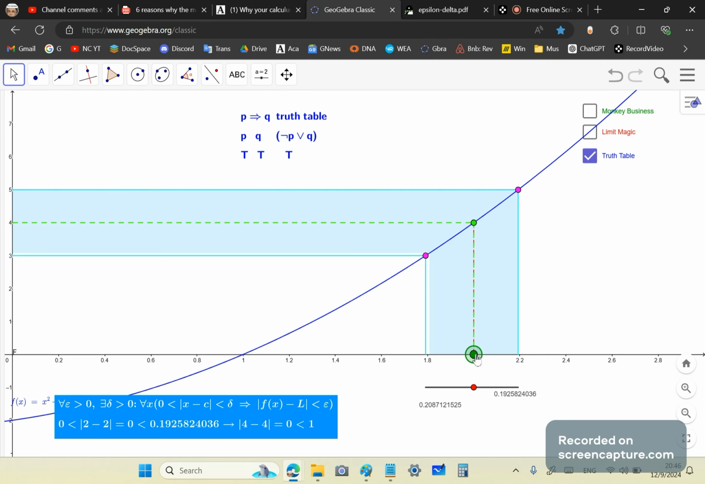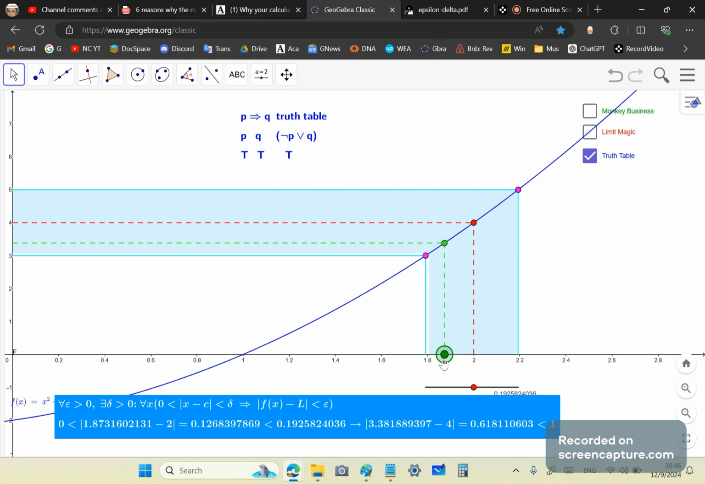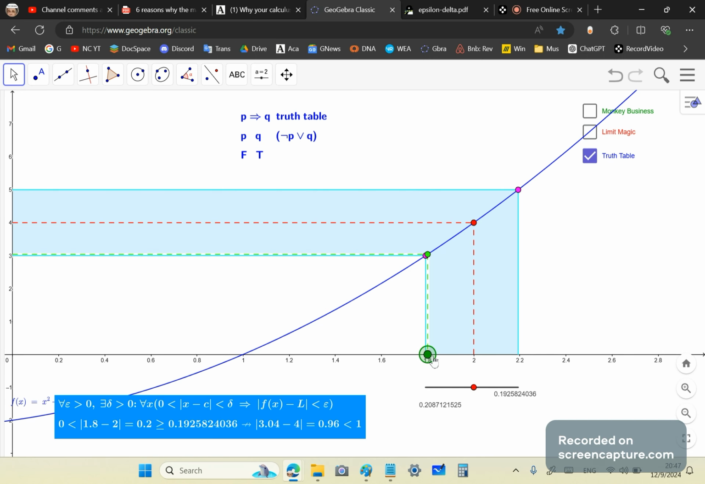Now, ironically, if you go to this little region, which is still the same, a certain amount of delta from the point, it's not true there because 0.2 is greater than 0.192582.